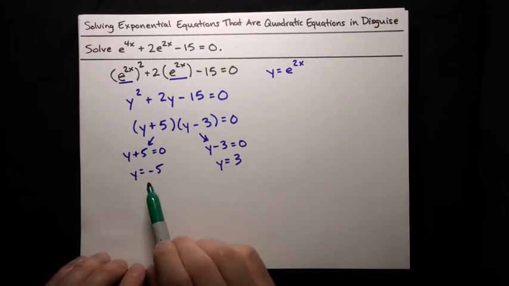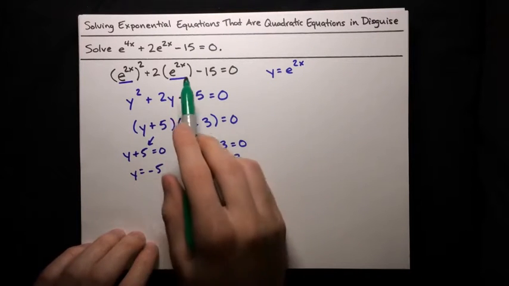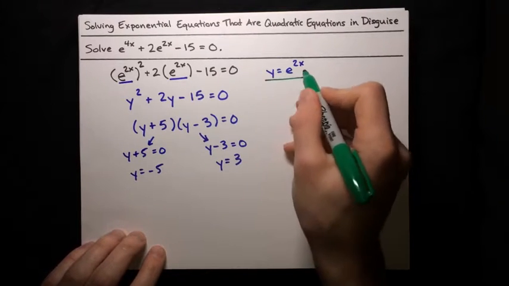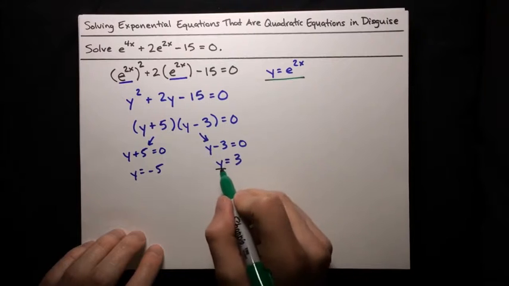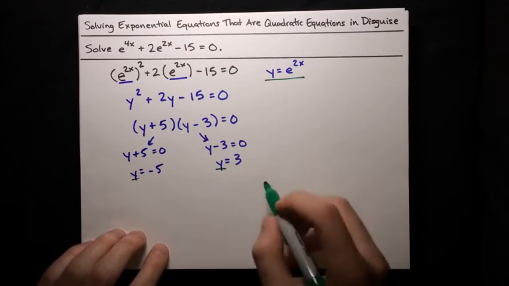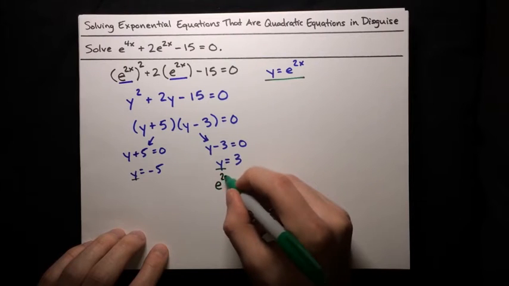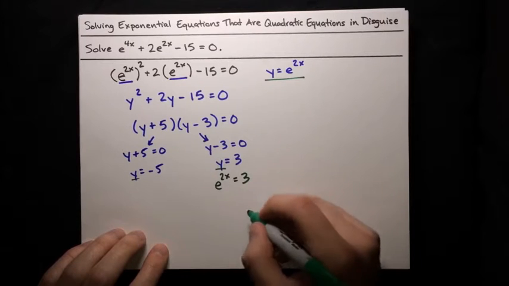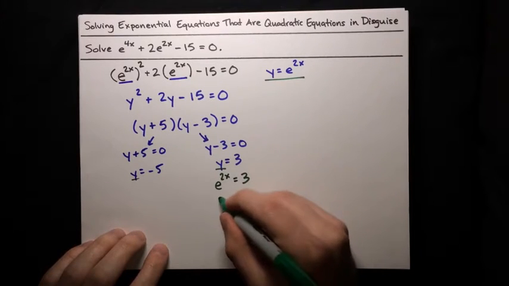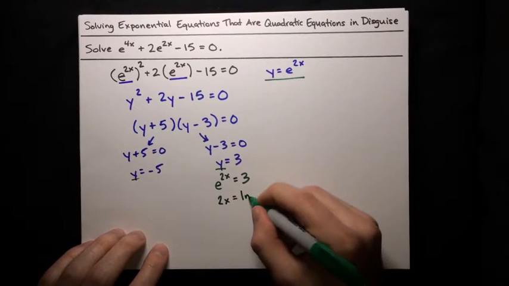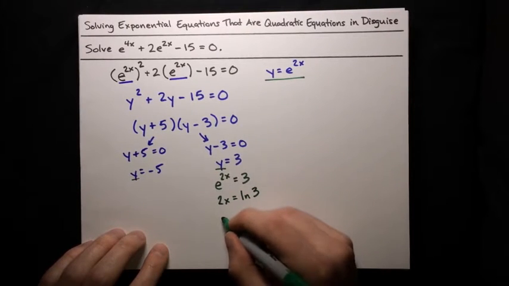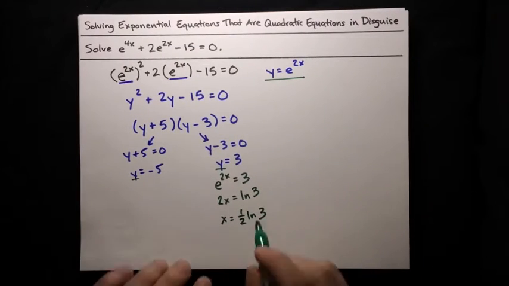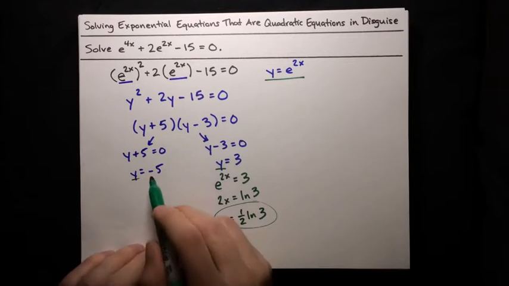So now we've solved for what y can be, but we want our answer again in x, so let's go ahead and take that substitution here, y equals e to the 2x, and substitute that in for y in both of these results. Why don't we do y equals 3 first? So that becomes e to the 2x equals 3. And now we just have to solve for x, so just take natural log of both sides, and that'll cancel out the e, so we'll just get 2x equals natural log of 3, and then just divide by 2, x equals a half natural log of 3. Okay, so there's one solution, and let's go ahead and solve for the other one.